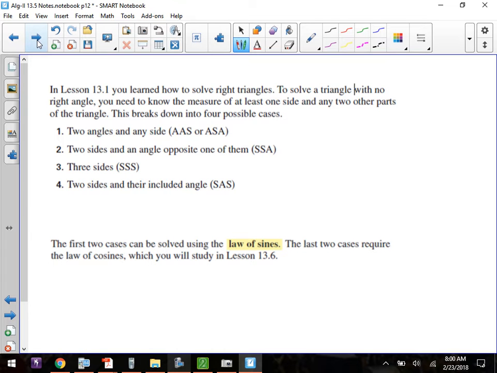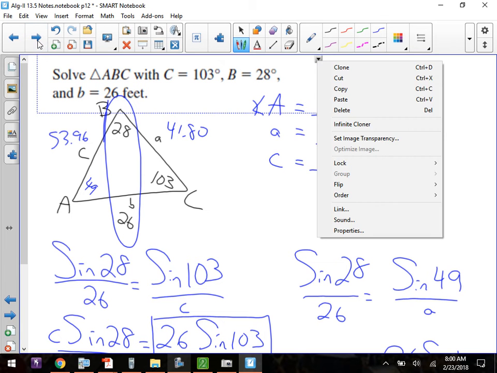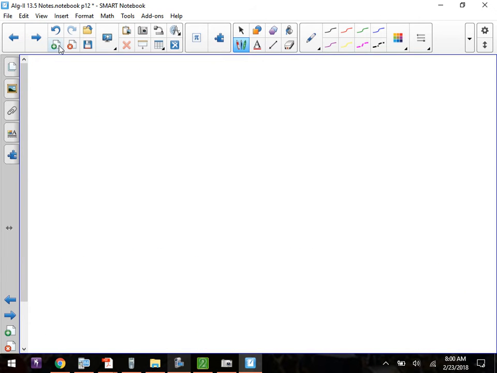When you are working with law of sines, we'll come back to this. I need to go through all that here. Oops, how did this stop? I saved the wrong file. Sorry.